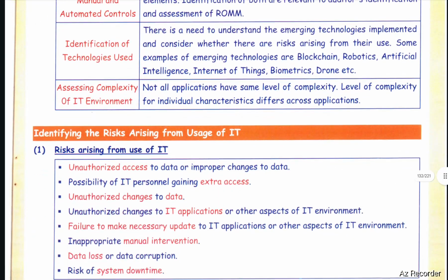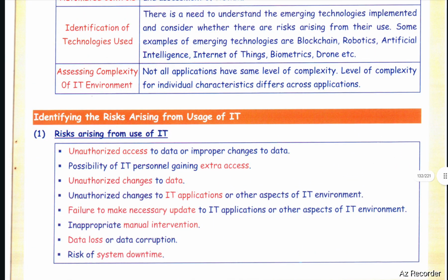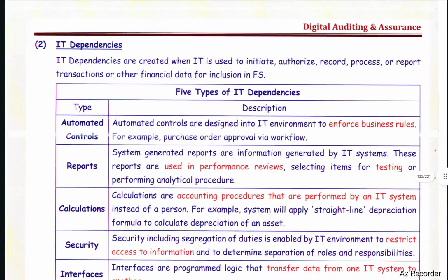Next, identifying the risk arising from use of IT. Risks arising from use of IT: unauthorized access to data or improper changes to data. Possibility of IT personnel gaining extra access. Unauthorized changes to data. Unauthorized changes to IT applications or other aspects of IT environment. Failure to make necessary update to IT applications or other aspects of IT environment, inappropriate manual intervention, data loss or data corruption, risk of system downtime, IT dependencies.